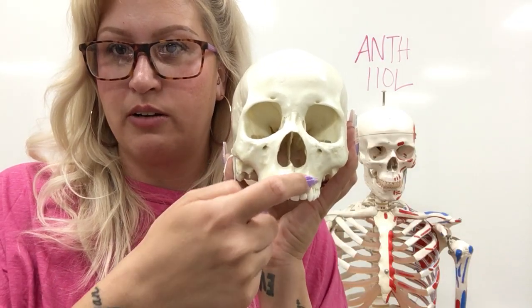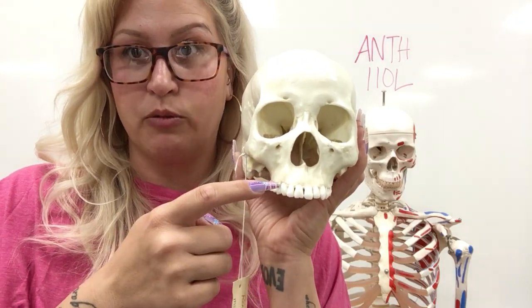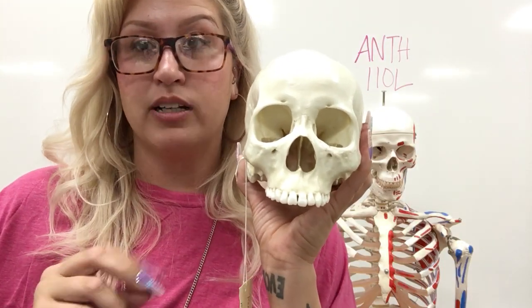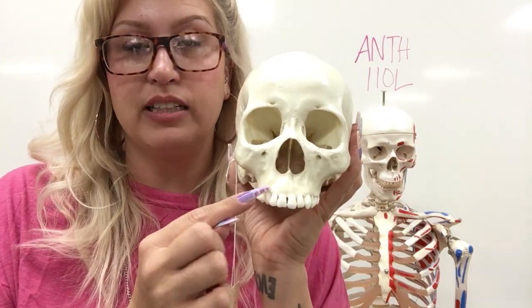It's also this area right here on top of where your teeth set into, what's called the alveolus. This whole bottom area is called the alveolus of the maxilla, and that's one of the features that you need to know.